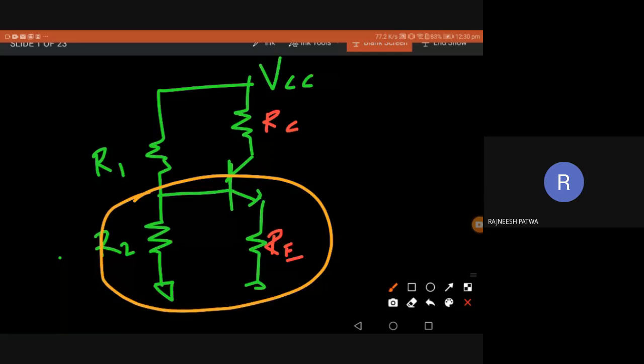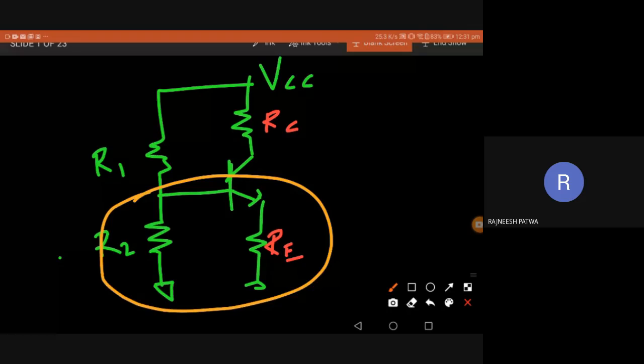So if a circuit is independent of beta, beta will not be given to you. Why? There is no need for beta. That is the advantage, right? If my circuit is beta independent, that means my Q point is more stable. It is not going to vary with variation in beta. Why? Because beta can depend on temperature.